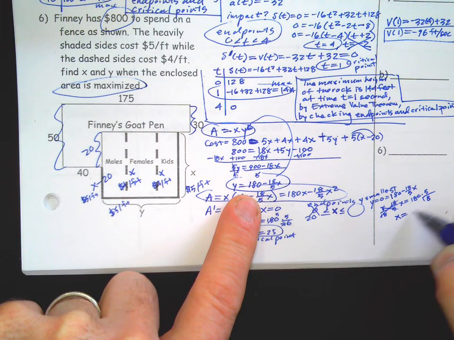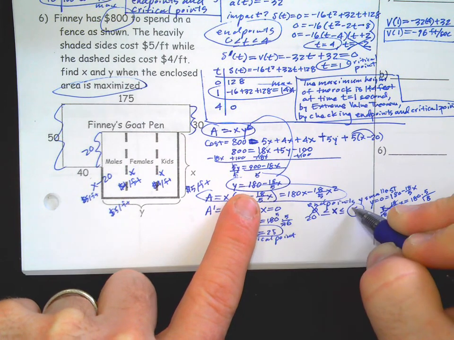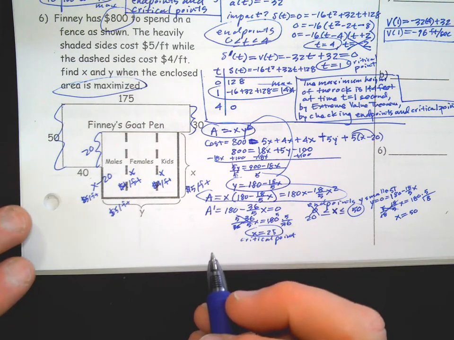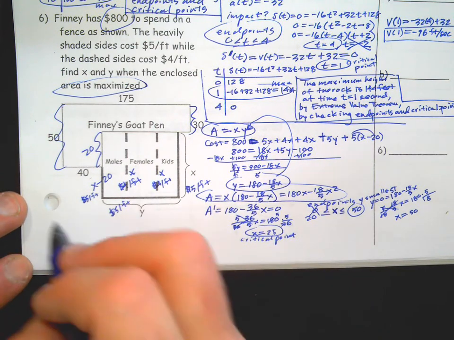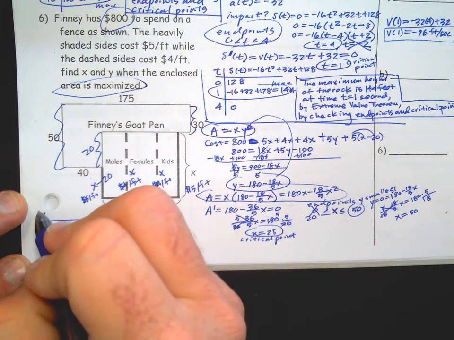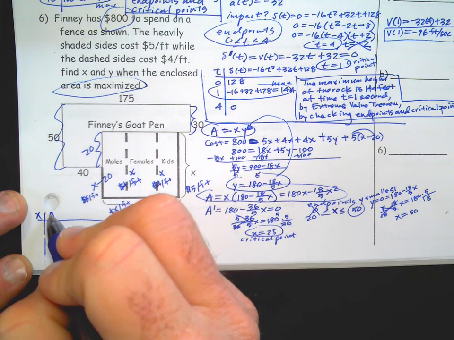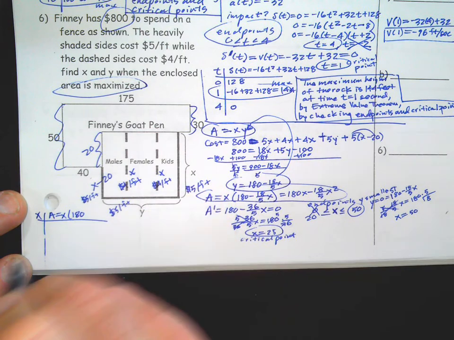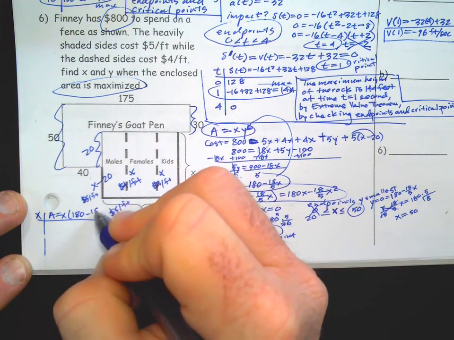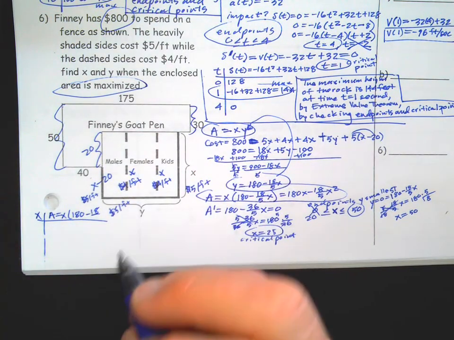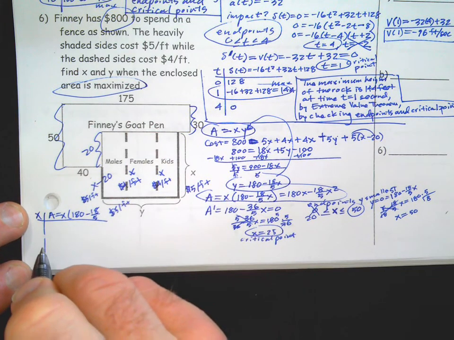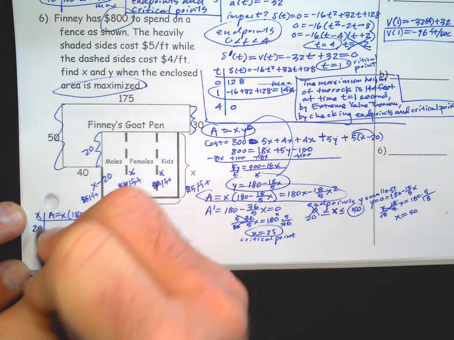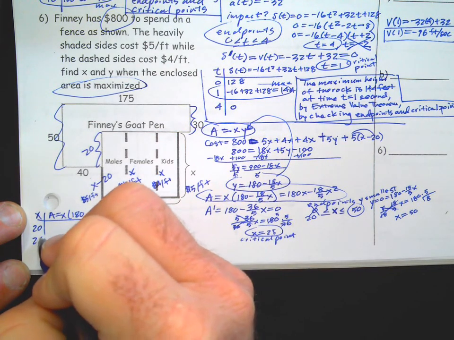And it would be 50. So those are our endpoints. So now we're going to make a table. Kind of running out of room here. Plug x into the area, which I'm going to use the factored version because I think that makes it easier to do in my head. And it has the y built into it. So we're going to plug in 20, 25, and 50.